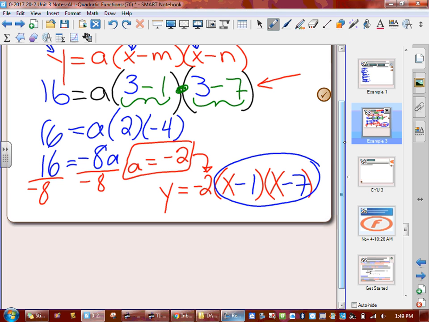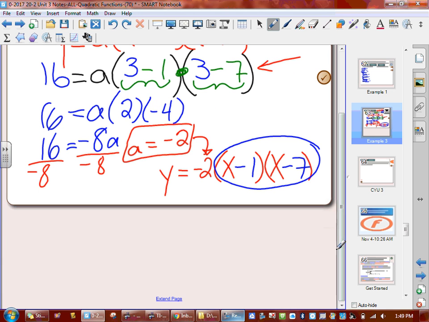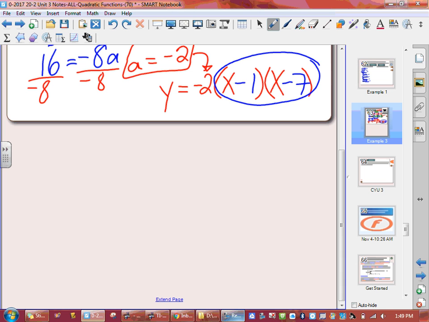So, this is the way it's going to look. I'm an area boxer, so I'm using an area box. So, we're going to have an x and a negative 1, an x and a negative 7.